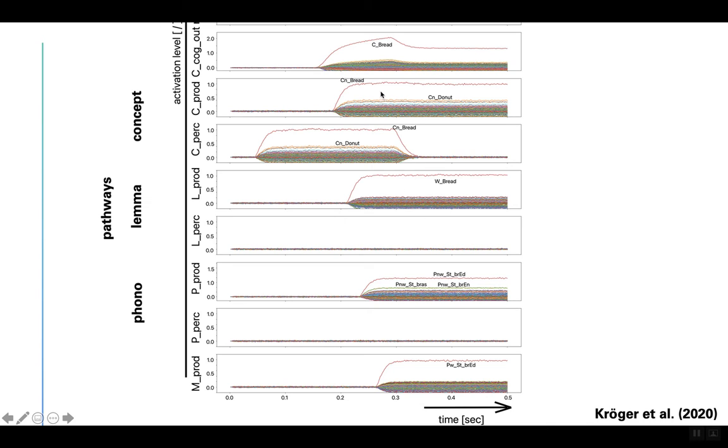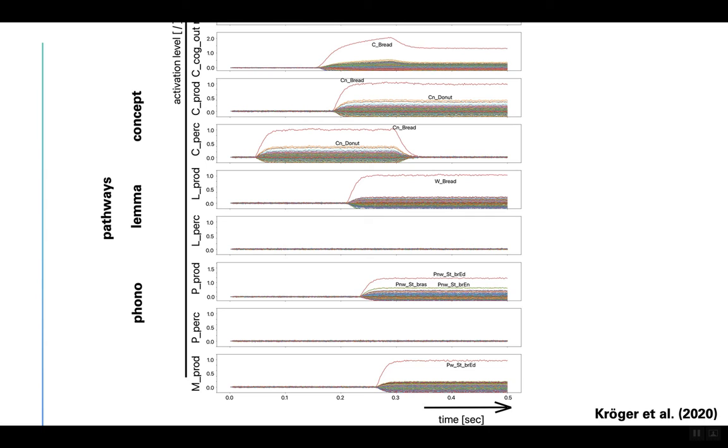What we can see here is that the associative memories work quite well. So if we have a concept bread, we get the word bread on the lemma level, and we get the phonological term bread here, which is given here as a phonological transcription, and we get the motor term. So the associative memories work quite good.